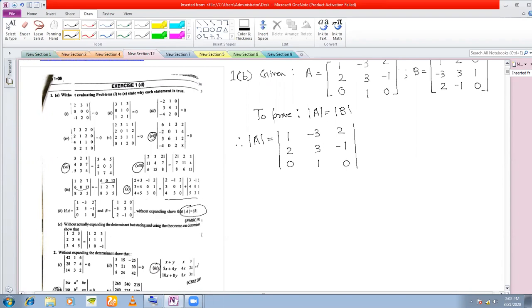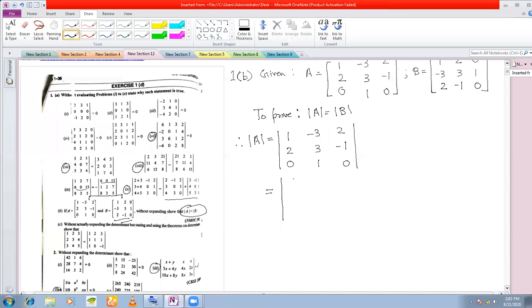Now what is det B here? Let B be this. So now see the relation between these two determinants. What can you see in these two determinants? What I can see is that if you simply change the rows to columns, it is the transpose actually. These two are transpose of each other.